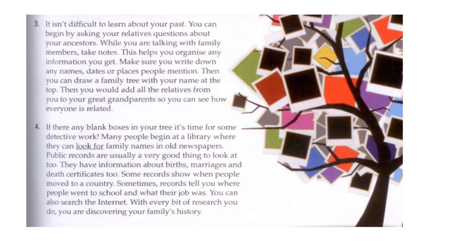If there are any blank boxes in your tree, it's time for some detective work. Many people begin at a library where they can look for family names in old newspapers. Public records are usually a very good thing to look at too. They have information about births, marriages, and death certificates too. Some records show when people move to a country. Sometimes records tell you where people went to school and what their job was.